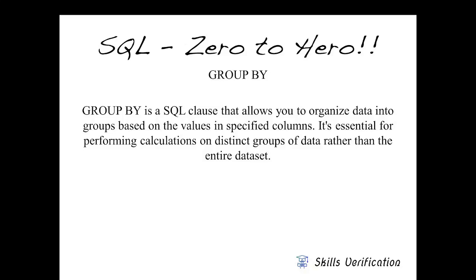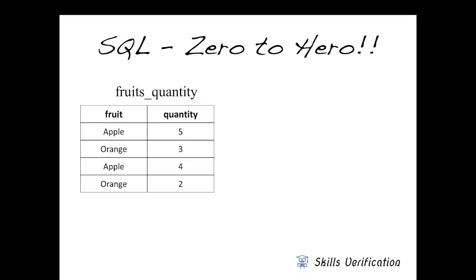To understand this group by clause, let me demonstrate it with a simple example. Take a look at this very small fruits quantity table. Apple appears twice with values 5 and 4. And there is a double occurrence of orange with values 3 and 2.